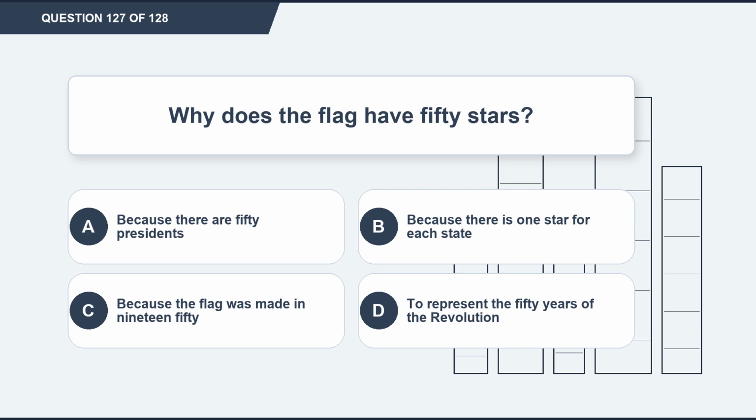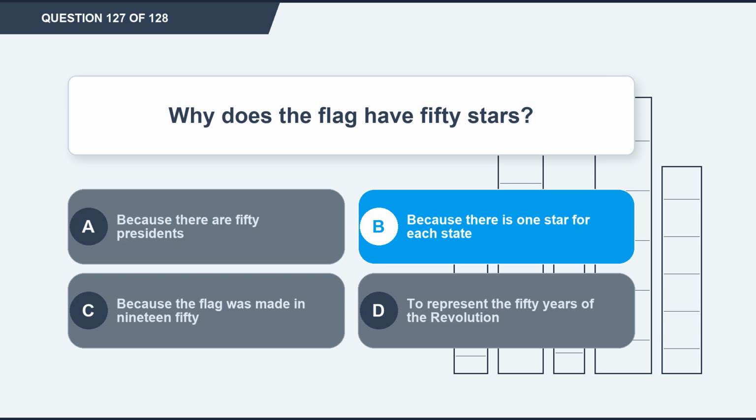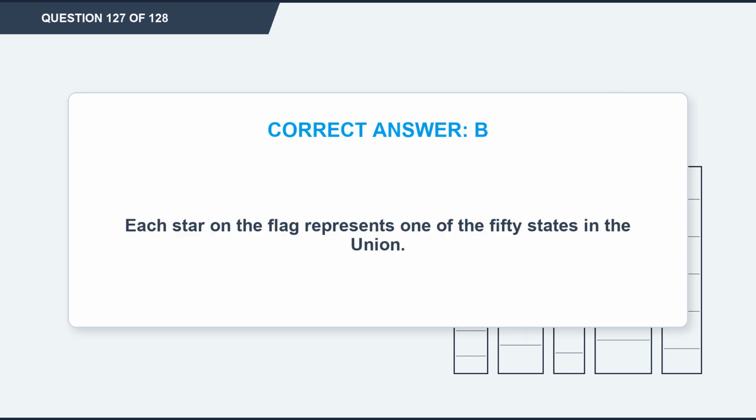Question 127. Why does the flag have 50 stars? Option A, because there are 50 presidents. Option B, because there is 1 star for each state. Option C, because the flag was made in 1950. Option D, to represent the 50 years of the Revolution. The correct answer is option B, because there is 1 star for each state. Explanation. Each star on the flag represents one of the 50 states in the Union.